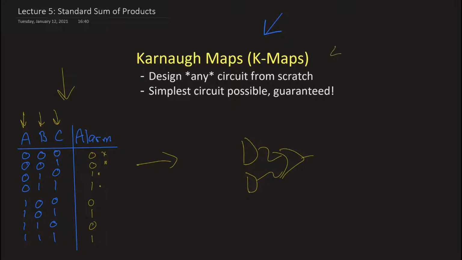That's what Karnaugh maps do. As long as you can make a truth table, as long as you know what the inputs are and what you want the outputs to be, you can design any circuit possible using just the K-map.